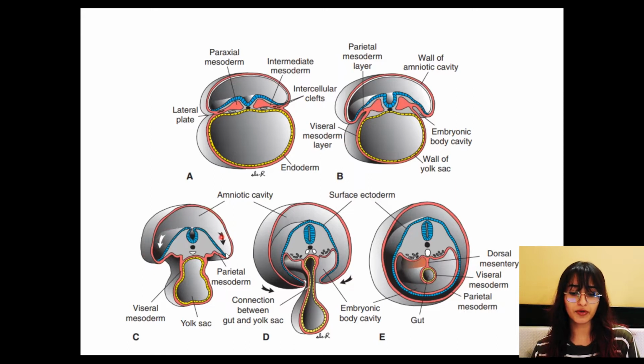cephalocaudal folding of the embryo, you can see the yolk sac, from which the gut will be derived. The gut is surrounded by visceral mesoderm. It is attached to the posterior body wall by a dorsal mesentery, and there is an embryonic body cavity, and there is a parietal mesoderm. If we talk about the gut specifically, the visceral mesoderm will form the visceral peritoneum, the embryonic body cavity will become the peritoneal cavity, and the parietal mesoderm will become the parietal peritoneum.